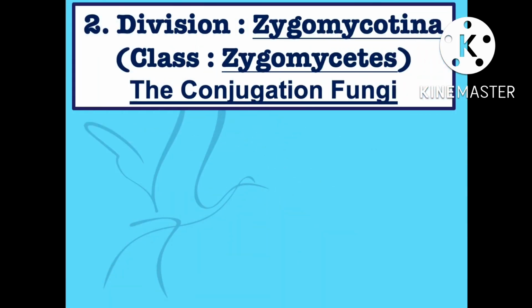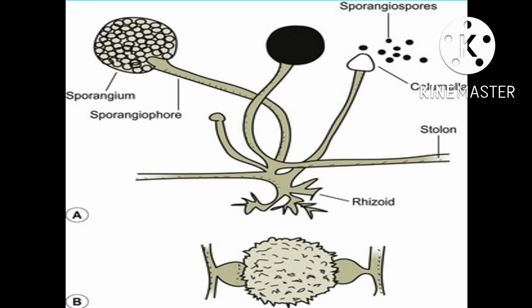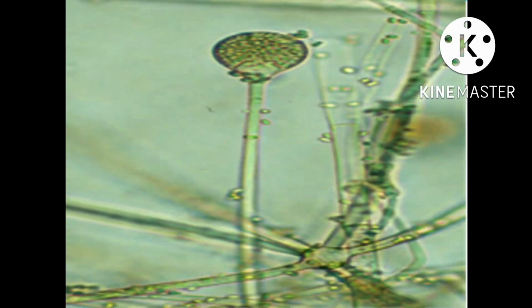After this, see here the second division. Before this we discussed the first division, that is Mastigomycotina. Now Zygomycotina, and the class is Zygomycetes. This is known as the conjugation fungi. The main characteristic features of Zygomycotina are as follows: thallus is mycelial, the hyphae are coenocytic, that means aseptate and multinucleate. Septa appear in old hyphae or during the formation of sex organs. Cell wall is made up of chitin or fungal cellulose.